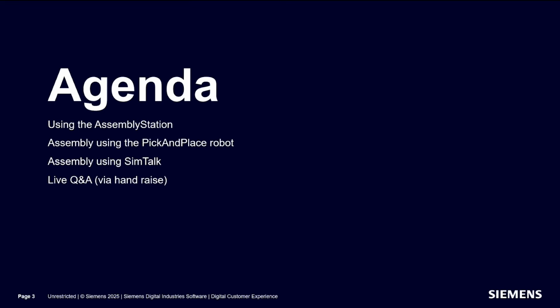Our big steps for the tutorial today are using the assembly station, the assembly using the pick and place robot, and assembly using SimTalk. So those are the 3 big sections.